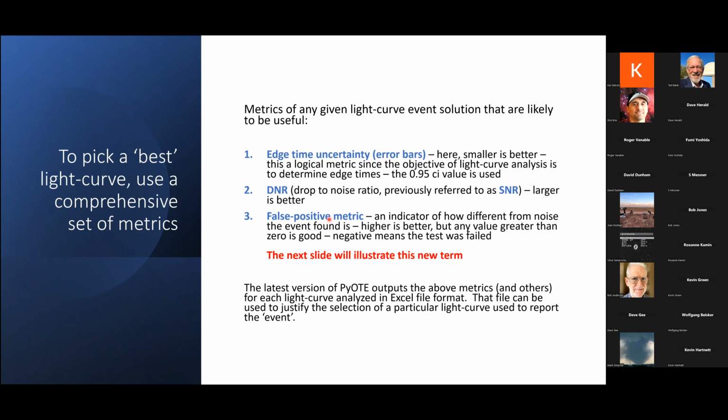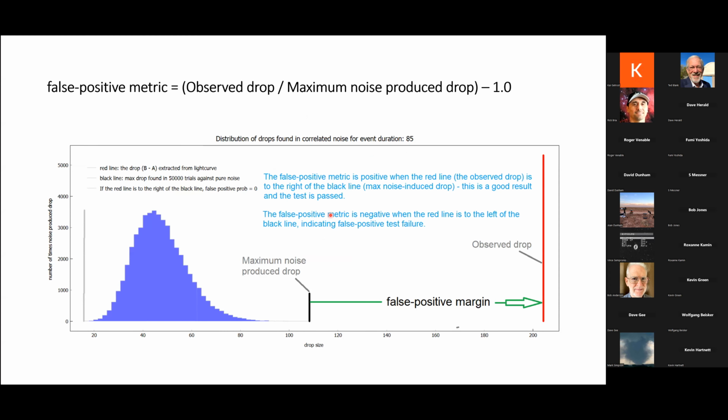The false positive metric is an indication of how very different from noise the event found is. We'd like to have a high number here, but any value greater than 0 is good. Now I'll have to explain how that metric is calculated. So I'll have to show this new term on the next slide.